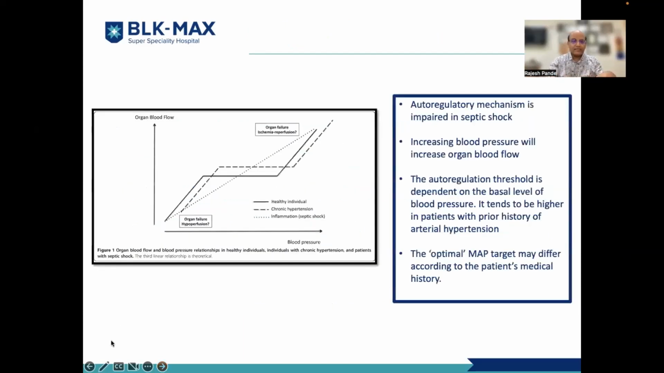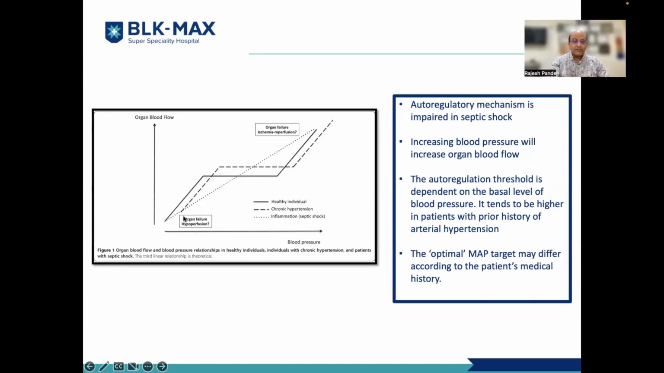Now, when you look at this cartoon, this is the normal relationship in healthy individuals. This is the autoregulation. This is organ blood flow on the y-axis, and here you have the blood pressure. So this is autoregulated nicely here, so that the cardiac output and other things remain the same, and the organ blood flow remains the same. And in chronic hypertension, it gets shifted to the right, as was suggested in the previous study.